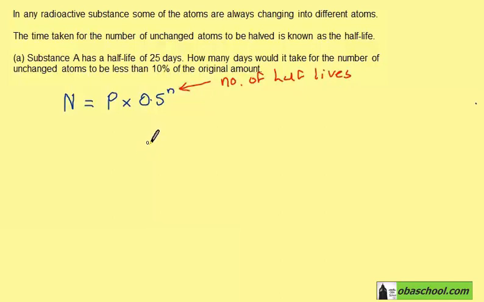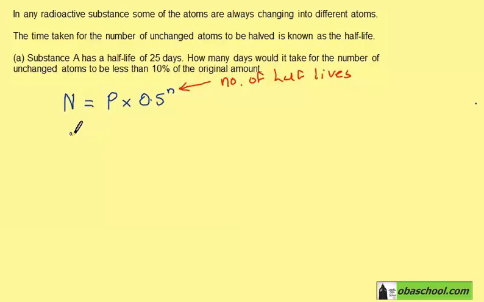Let's just think about how this works. If n is 0, 0.5 to the power 0 is 1. So at the beginning, n is equal to P, as it should be. After one half-life, there will be half the amount, P times 0.5, of unchanged atoms as there was at the start. So this formula works.